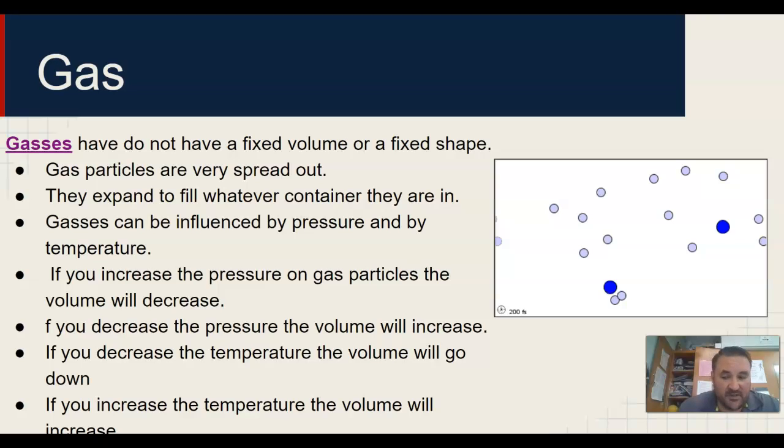If temperature goes up, volume tends to go up and pressure goes up. If temperature goes down, volume and pressure will go down. Those are the three phases of matter.